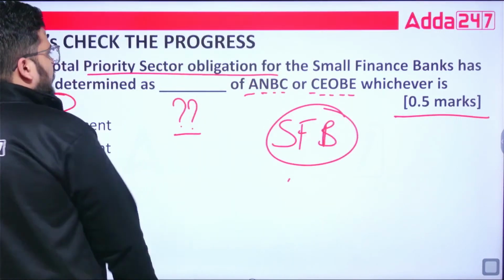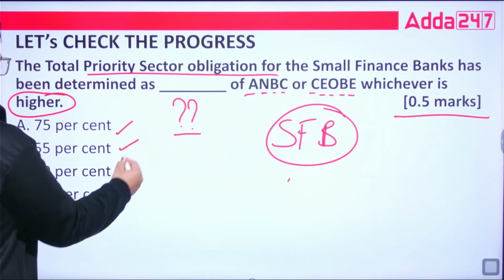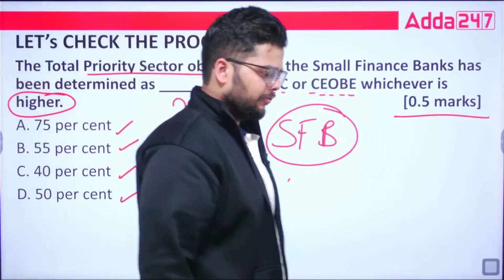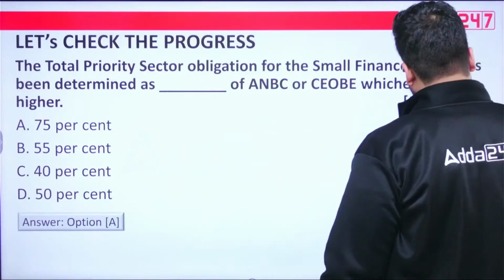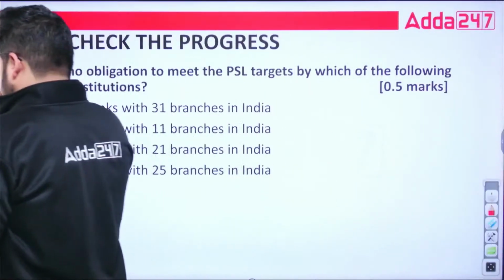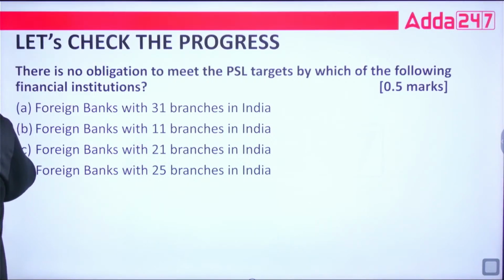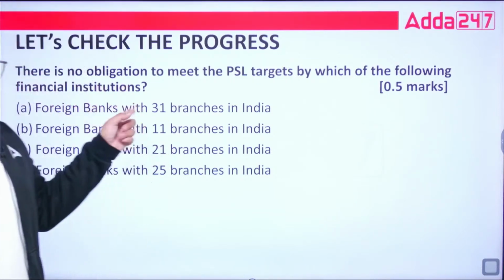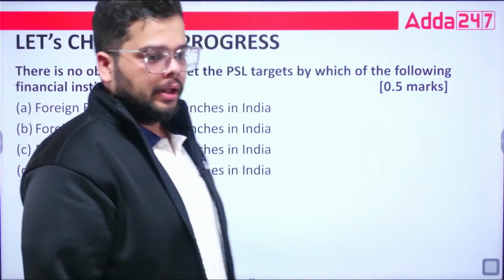Okay, so what will be the percentage here? Whether it is 75%, 55%, 40 or 50% total priority sector lending for your small finance bank. A very simple question. It is option number A, that is 75%. 75% is the total priority sector obligation for the small finance banks. Okay, next question. We will be seeing the RBI guidelines after this question, because otherwise this question will be answered in that guideline only. Let's solve it.